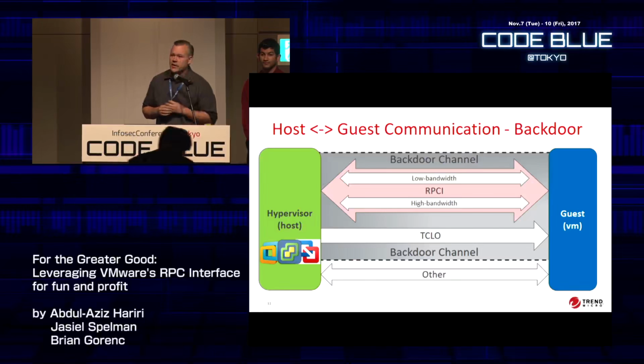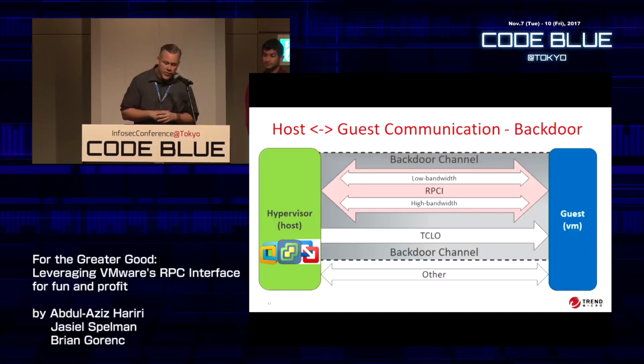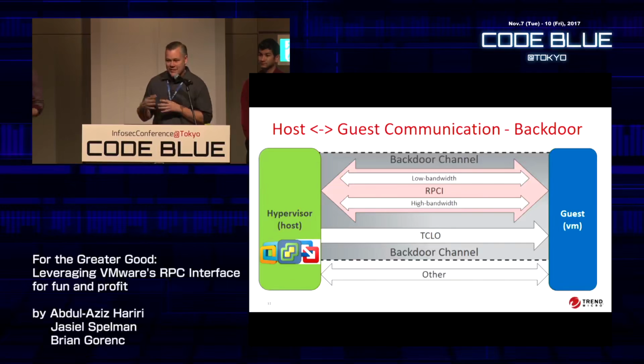There's TCLO, which is for host to guest communication, and as an attacker, we're not really interested in that. We're interested in communication that happens from the guest operating system to the host operating system, so that we can find some sort of vulnerability in that processing that will allow us to escape the guest and execute code on the host. Now, there's other communication channels that do exist in VMware. We're not going to talk about those. We'll probably talk about those next year at CodeBlue, when we find some vulnerabilities in that space and expose that area as well. But specifically today, we're talking about the RPC interface itself.